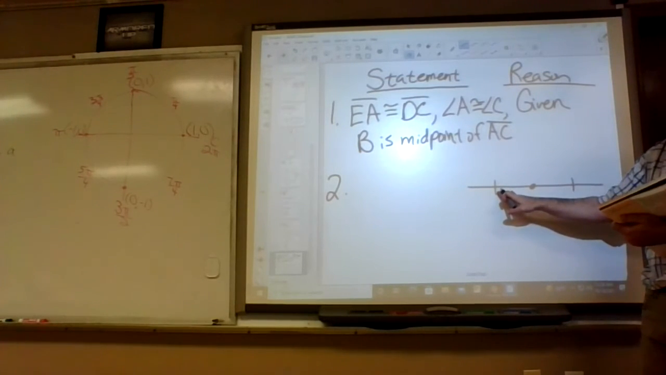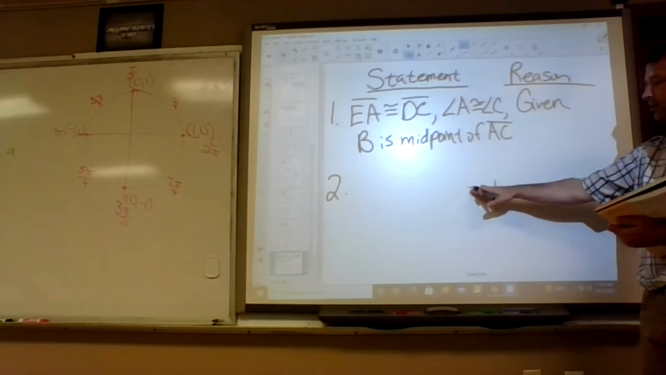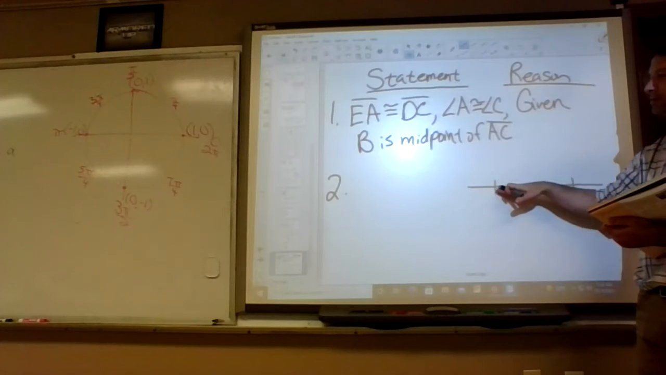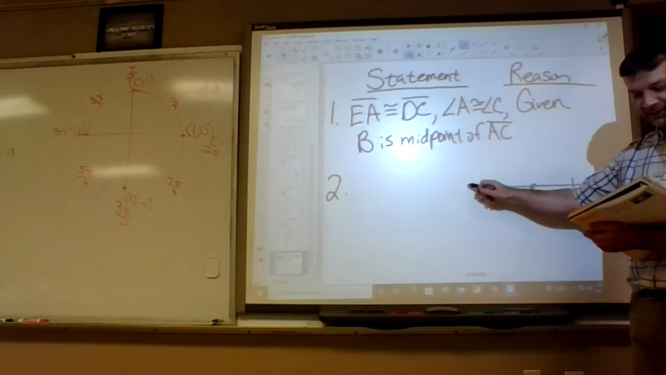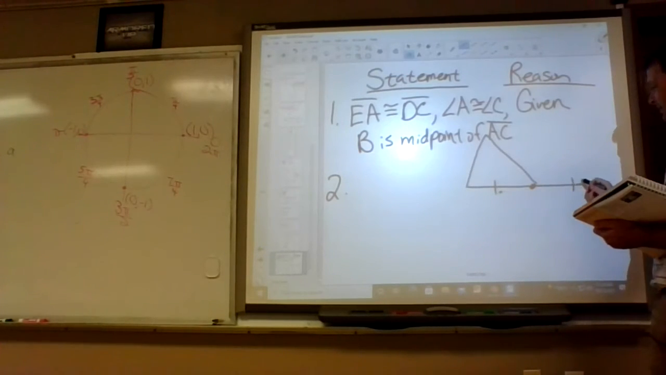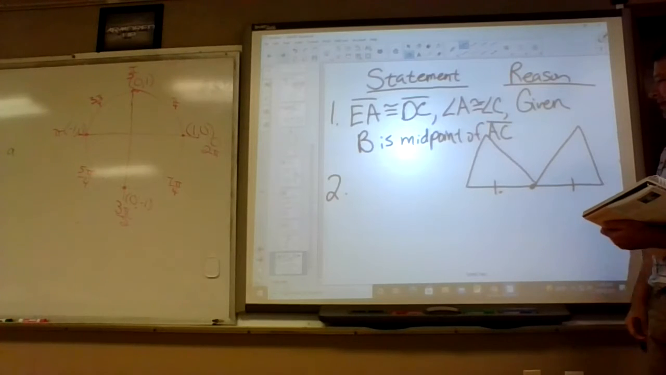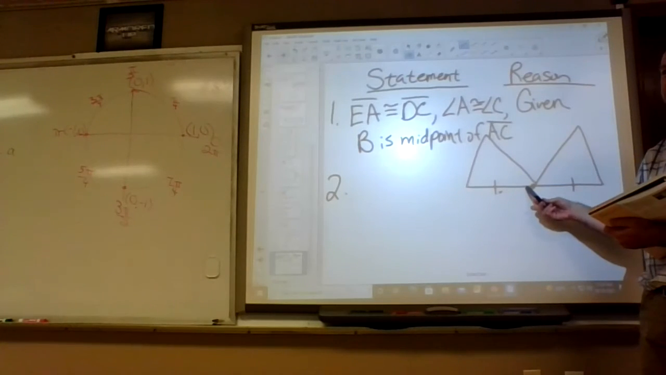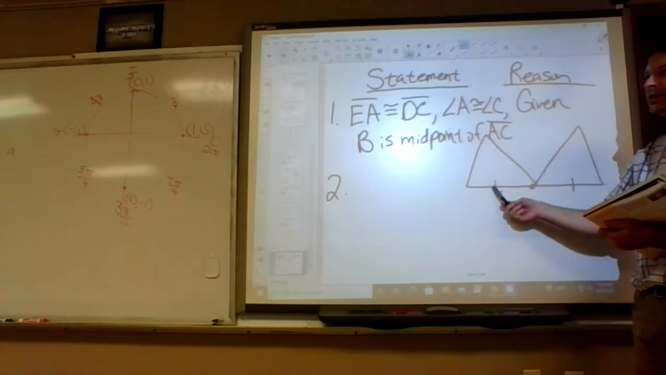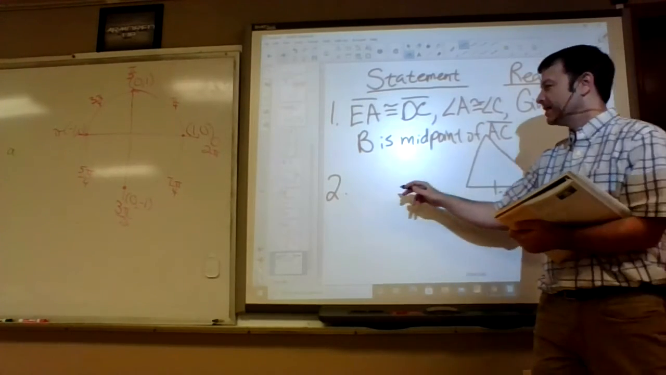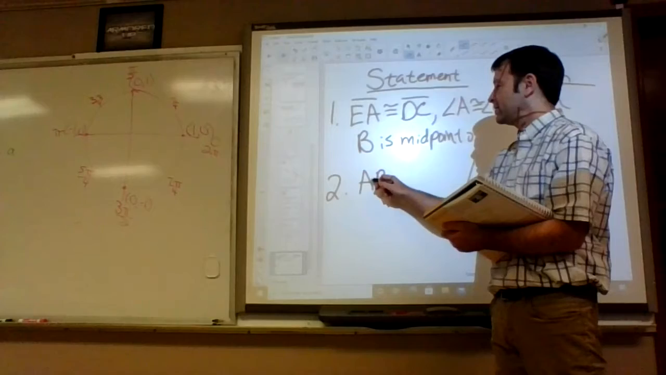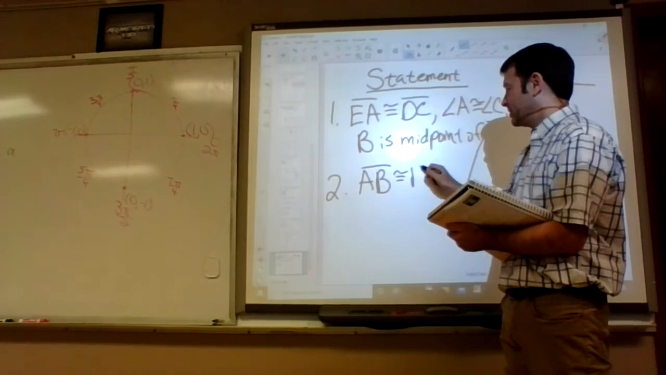So what are these called in the picture? The base. ABC. What's this in the picture? AB. What's this? AB is congruent to BC. Okay, AB is congruent to BC.